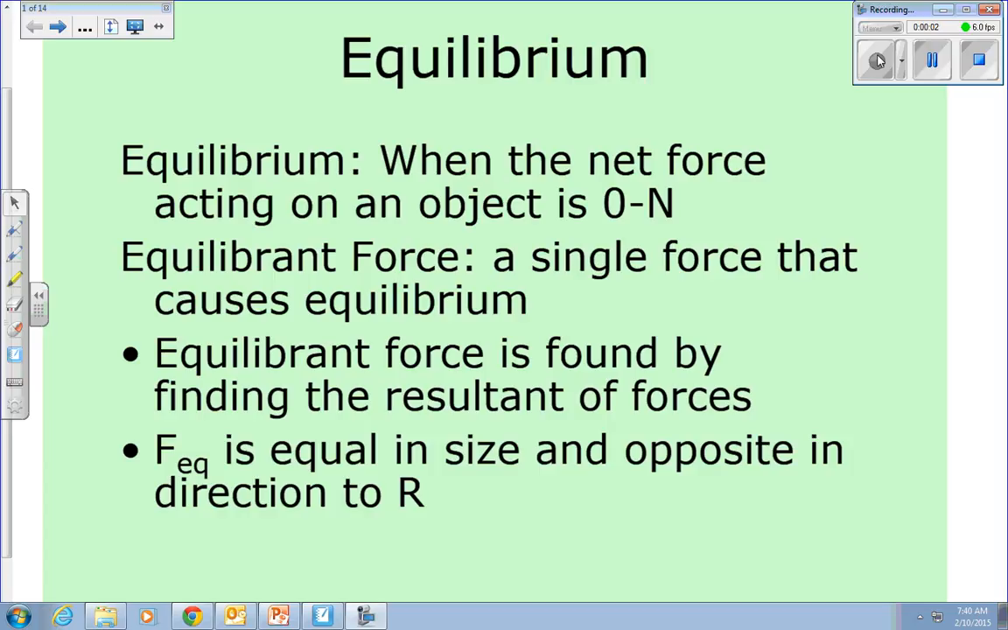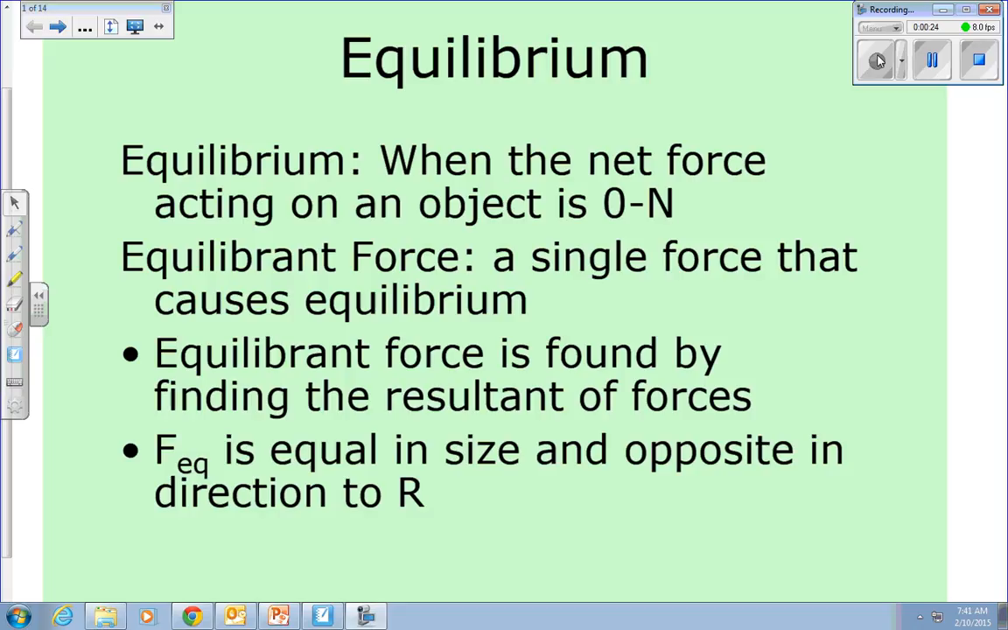Okay, so we're going to finish up talking about vectors. We talked a little bit yesterday about equilibrium when we were going over homework. Equilibrium, again, is when the net force acting on the object is 0 newtons. We talked about the equilibrant force. That's what it's called, that single force that causes equilibrium.